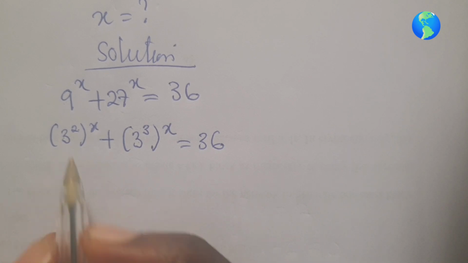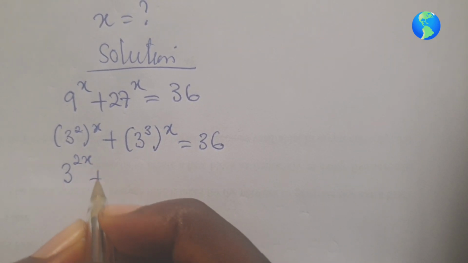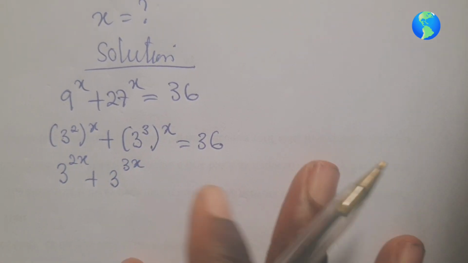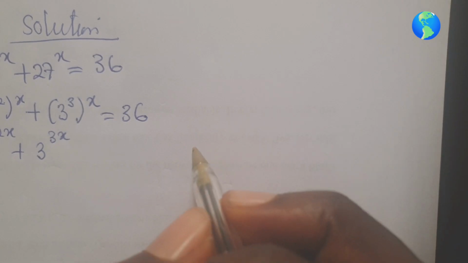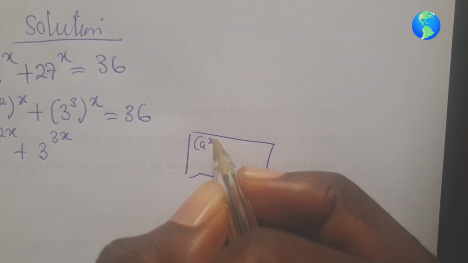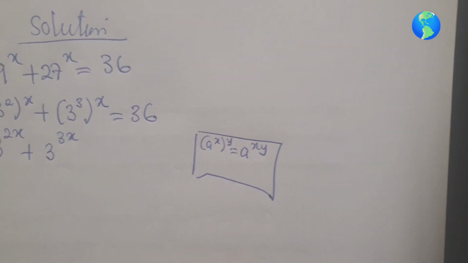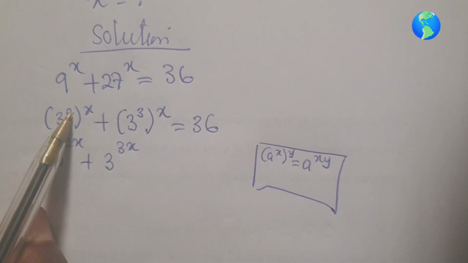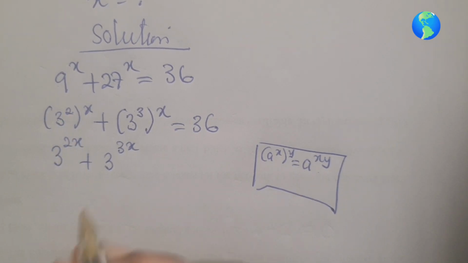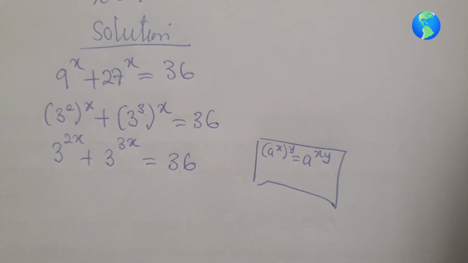Now, next thing we have to do is we can rewrite this to be 3 power 2x plus 3 power 3x. I believe you can remember the law of indices that gave birth to this. We said if we have anything like a power x raised to y, this is equals to a power xy, right? So since we're having same situation here, 3 power 2 and x, 2 times x, just like what we did here, right? And similar thing here, this is equals to 36.